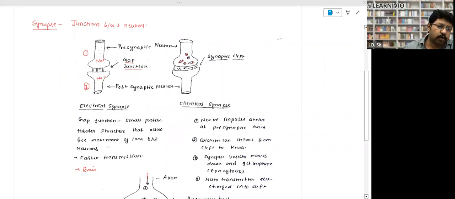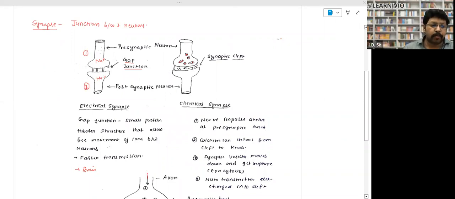I have told you, normally the neurons do not remain in direct contact with each other. But in an electrical synapse, this is the presynaptic neuron, meaning this is the root of the first neuron, right? And this is the postsynaptic neuron, meaning this is the root of the second neuron. Between the first and second one, there are direct connections.